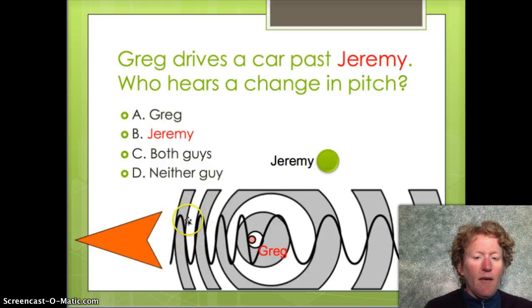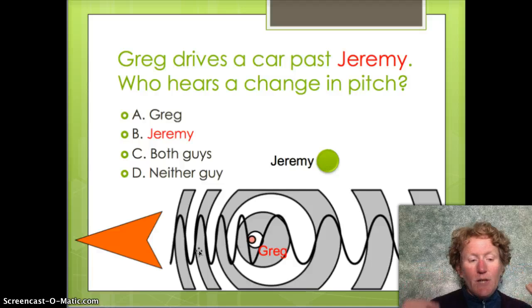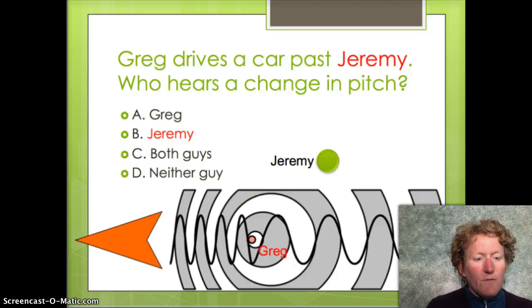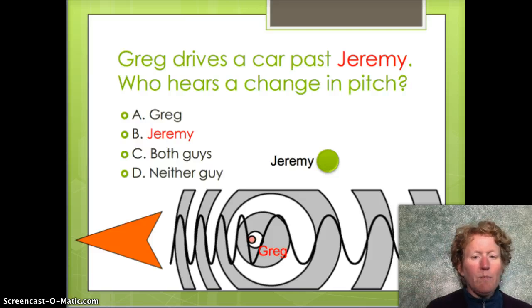Because out ahead of the car, the sound is being compressed and you're hearing a higher pitch, a higher frequency. As the car goes by, the frequency changes and you hear that in the pitch, a lower pitch.